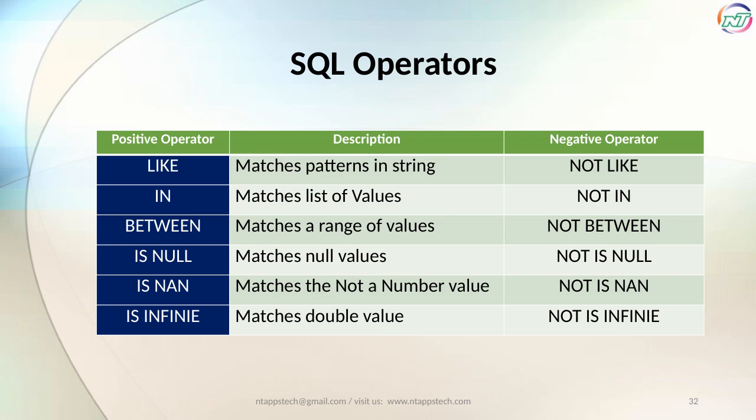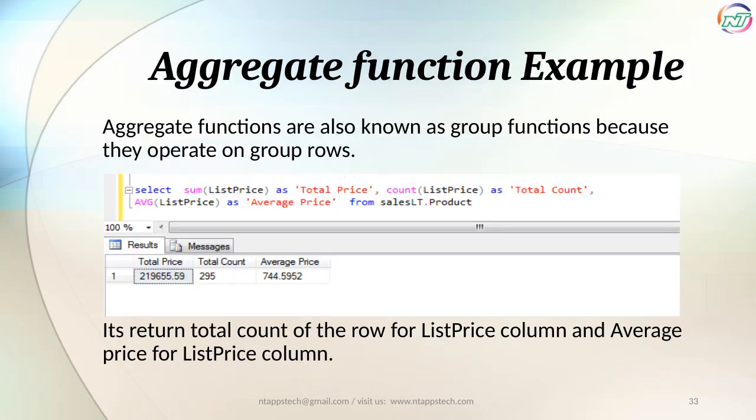When dealing with missing or special values, is null finds all null entries, and not is null finds records with actual values. Similarly, is nan identifies values that are not a number, and is infinite targets infinite double values, with the negative forms excluding those. These operators play a key role in crafting precise queries to get exactly the data you need from your tables.